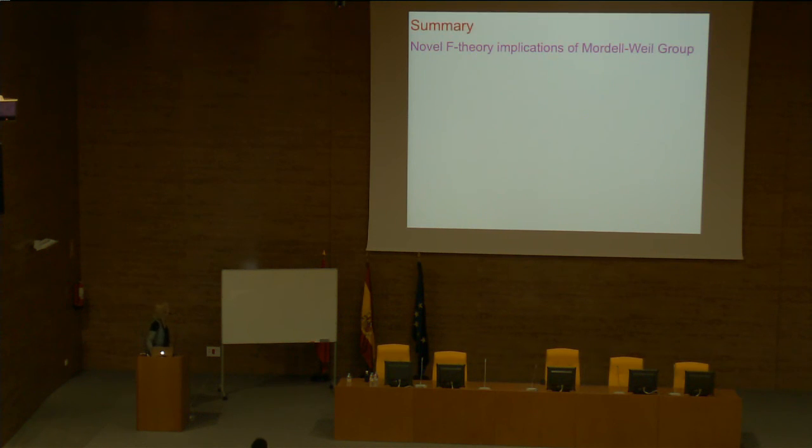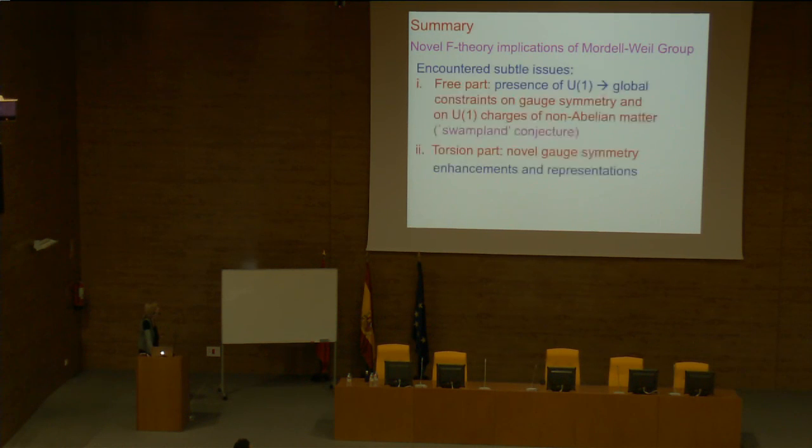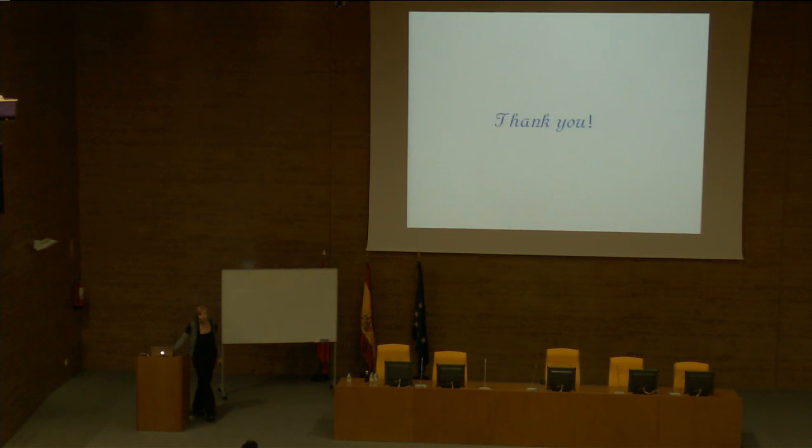So I sort of highlighted few novel implications for global properties of F theory in the presence of Mordell-Weil group. We encounter subtle issues, first with the free part, namely the presence of U1. When we have non-abelian gauge symmetries, it constrains full global structure of this non-abelian gauge symmetry, and also matter charges, and thus leads to specific swampland conjecture in this context. Torsion part gave us new type of gauge symmetry enhancements and new representations, but what we encounter is much more obscure, difficult issues that point to better understanding of F theory reconstructions on torus fibrations without sections, which is clearly a topic of future studies. Thank you.